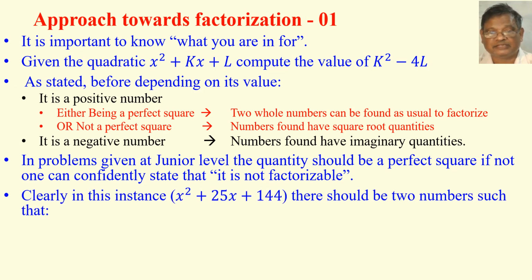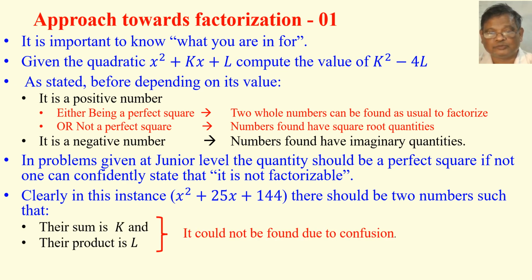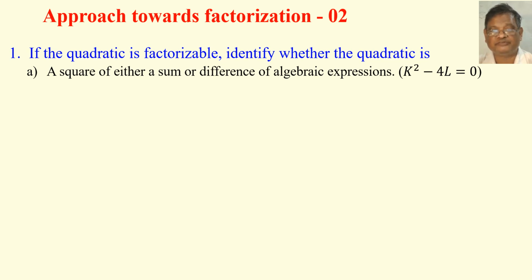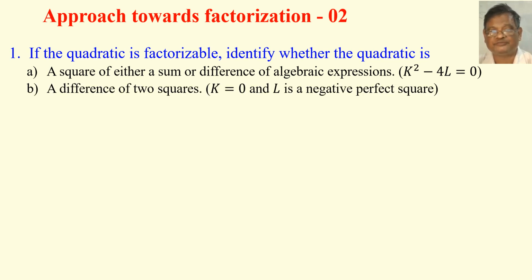Clearly, in this instance, there should be two numbers such that their sum is k and their product is l. If they cannot be found, that is the only conclusion. Having computed k squared minus 4l and determined that the quantity is a perfect square, identify whether the quadratic is a square of either a sum or difference of algebraic expressions, in which case k squared minus 4l is equal to 0. Then find out whether it is a difference of two squares, in which case k is equal to 0 and l is a negative perfect square.